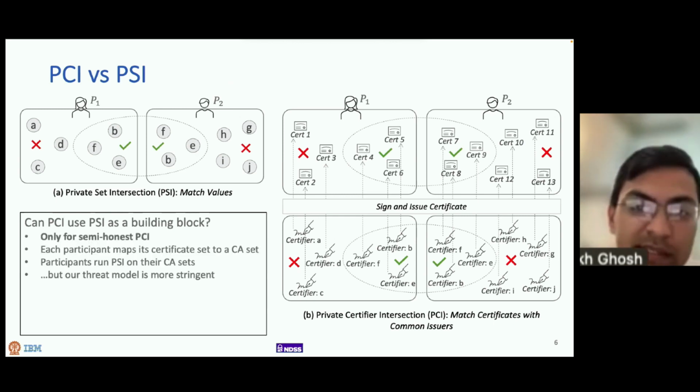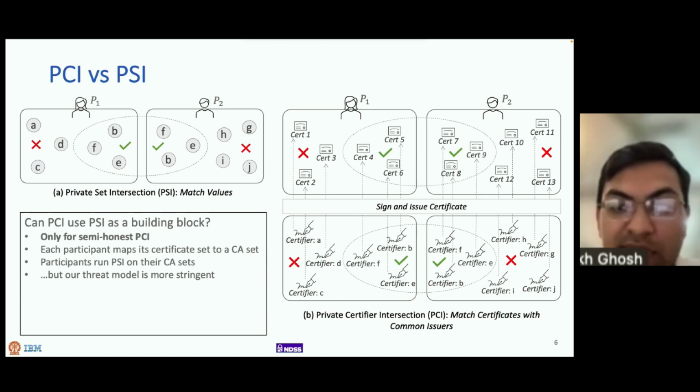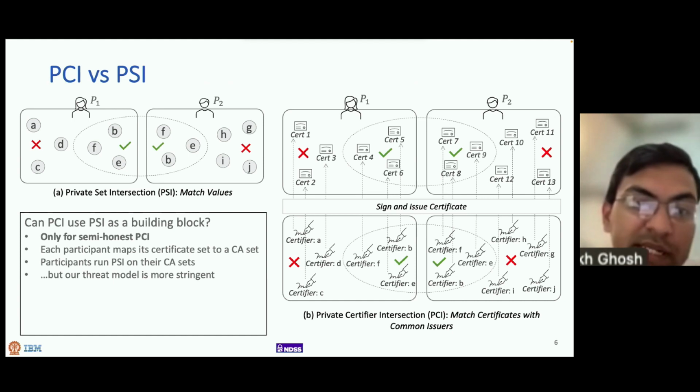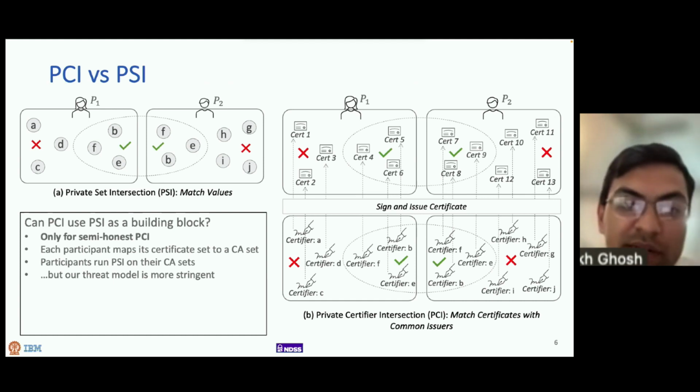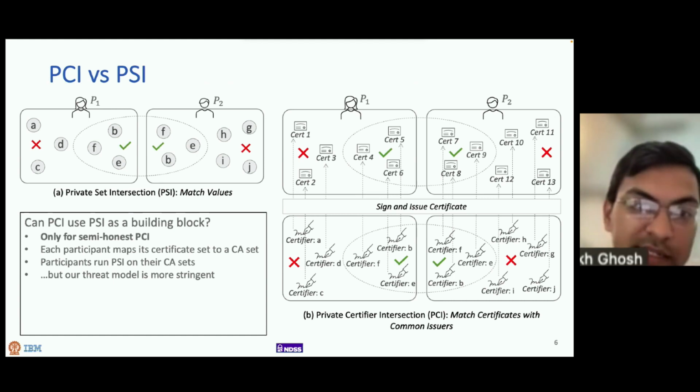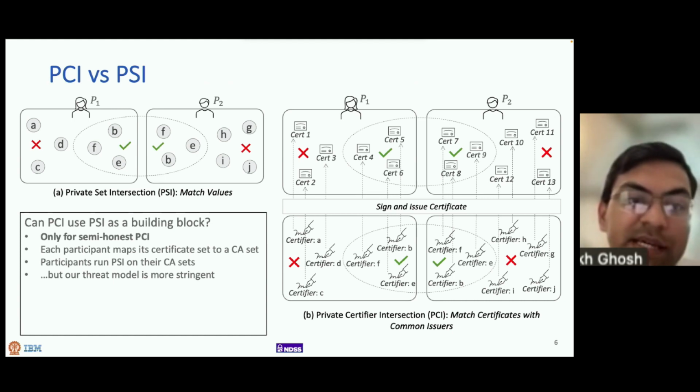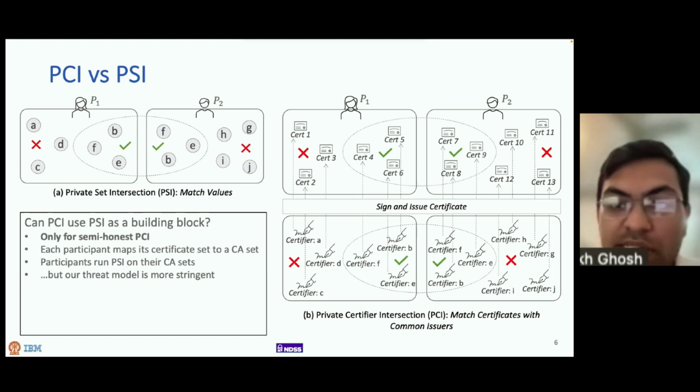The answer would be yes, but only assuming semi-honest adversaries. If we assume semi-honest adversaries, then each participant maps its certificate set to the certifier set, and then the participants run PSI on their certifier sets. But our threat model is more stringent.